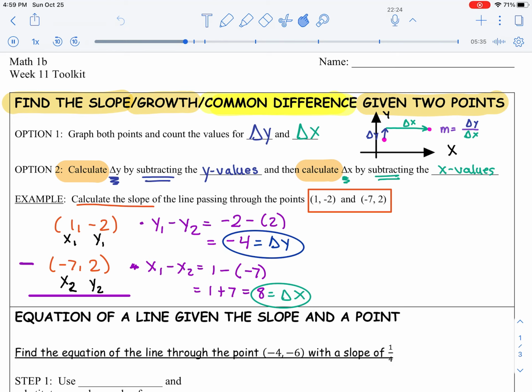With that being said, I can make use of my equation that the growth rate is equal to my change in y divided by my change in x. So my growth is -4/8, which reduces down to -1/2. And there you have it, the slope of the line through the points (1, -2) and (-7, 2).